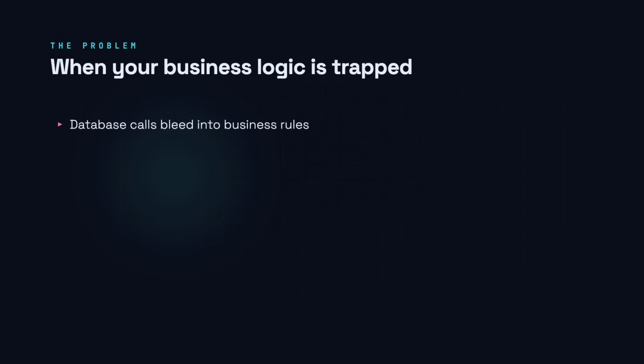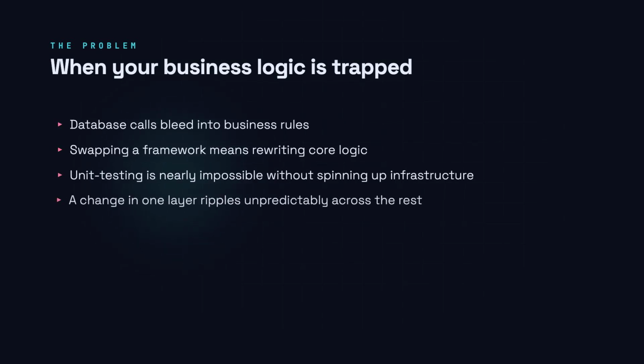Picture a code base that started small. The team wrote business rules right next to database queries, and the web framework's objects leaked into every layer. Now, years later, switching the database means touching hundreds of files of business logic. Writing a unit test requires a live database connection. This is the dependency tangle, and it is the exact pain that clean and onion architecture exists to cure.